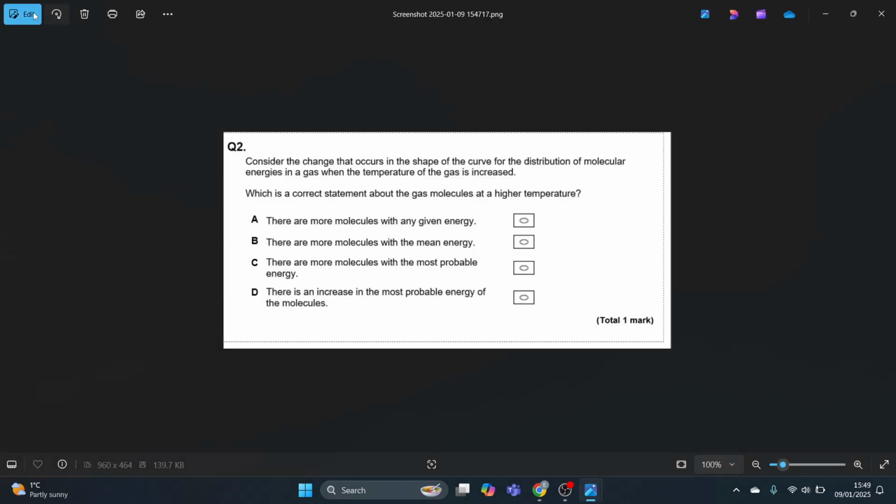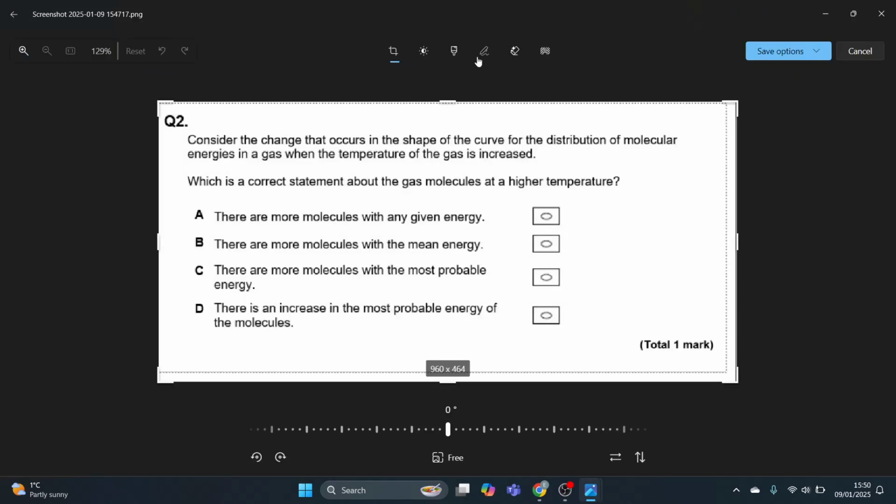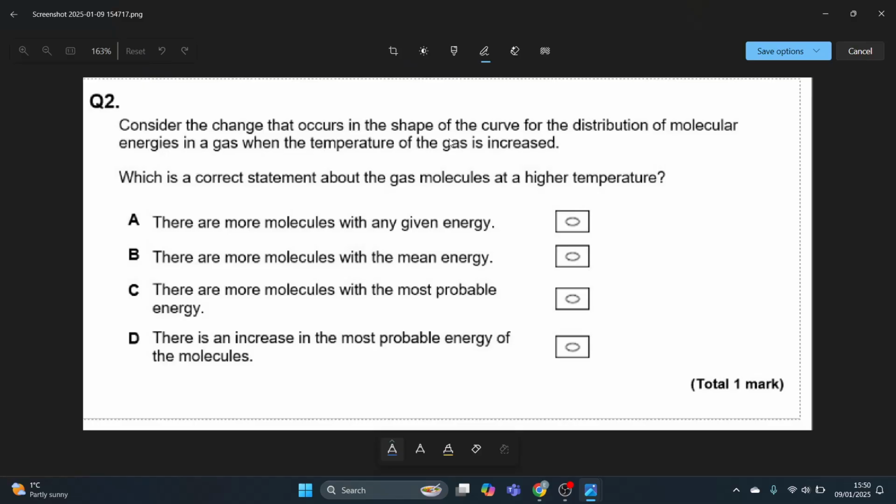Question 2. Consider the change that occurs in the shape of the curve for the distribution of molecular energies in the gas when the temperature of the gas is increased. Which is a correct statement about the gas molecules at a high temperature? There are more molecules with any given energy. False. There are more molecules with the mean energy. No. There are more molecules with most probable energy.